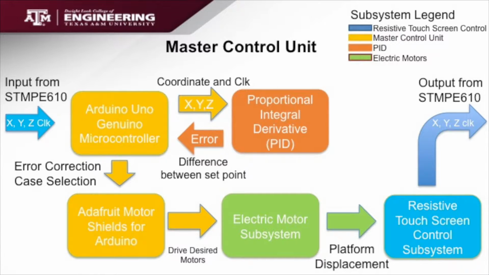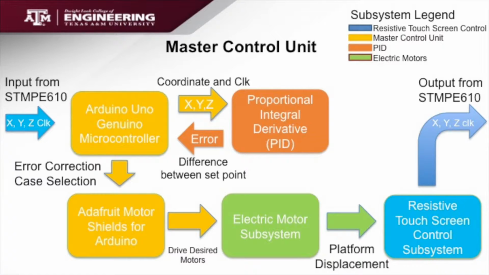Now the master control unit, or MCU, is essentially made up of two subcomponents. Well, three if you count the underlying software and library files. These two subcomponents are the Arduino Uno microcontroller and the Adafruit motor shields for Arduino.